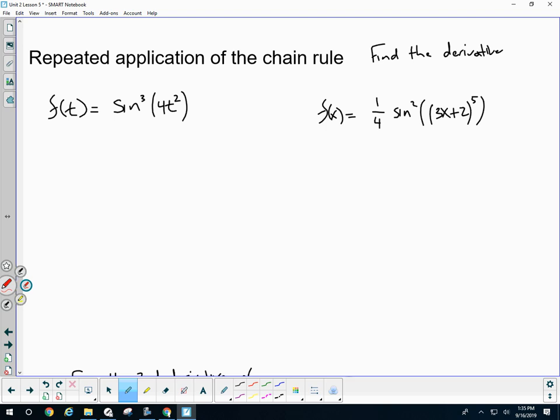Please rewrite sine cubed 4t squared using parentheses. So get rid of that sine cubed and rewrite it using parentheses. This is an important part of the process. Sine of 4t squared all being cubed is what you should write.